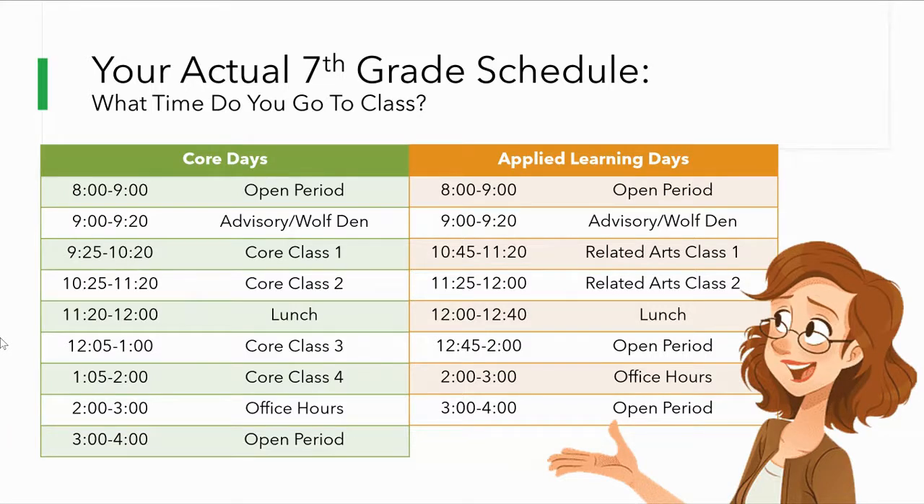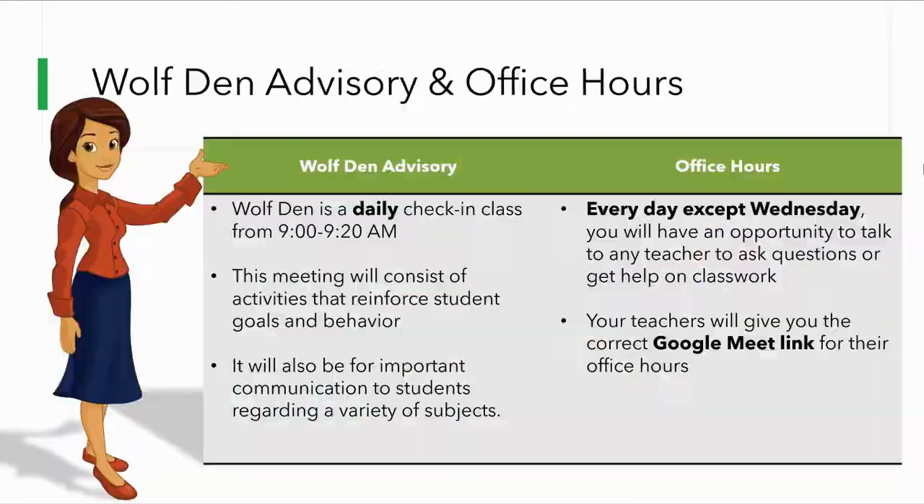On applied learning days, the morning will be much the same, with your morning periods being open and advisory wolf den. Following your wolf den class, you will have 2 35-minute periods for your related arts classes, followed by lunch, and then an open period, followed by office hours, and another open period. So what is Wolf Den and office hours?